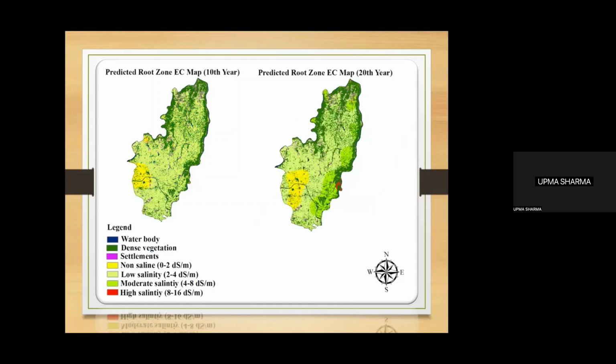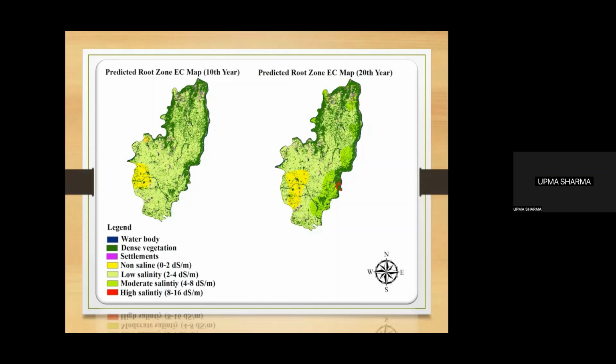Now, from the model, I have used a SALTMED model for this prediction. The model has predicted 10th year and 20th year salinity values for all those 54 points, but that was not sufficient to make out what the salinity condition is. So I have prepared the predicted root zone map after doing the geostatistical analysis of the data.